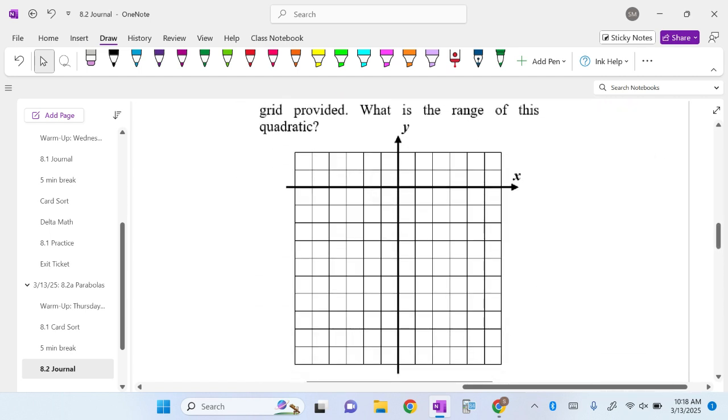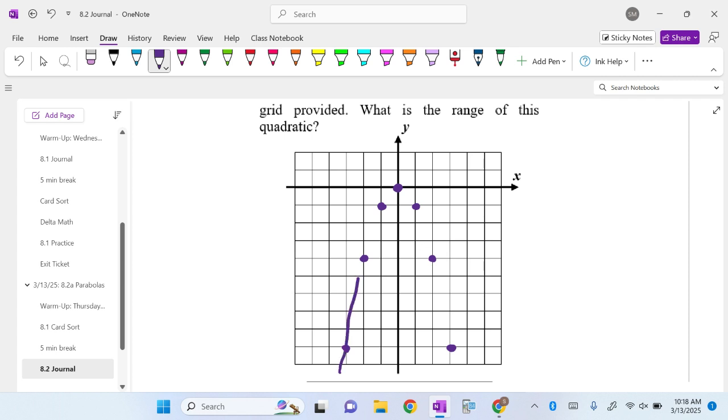Now, let's actually just graph this very quickly. So I'm just going to go through and graph all the points that we just had. So we have 0, 0, negative 1, negative 1, 1, negative 1, negative 2, negative 4, 2, negative 4, and then 3, negative 9, negative 3, negative 9. So your graph should look something like this.